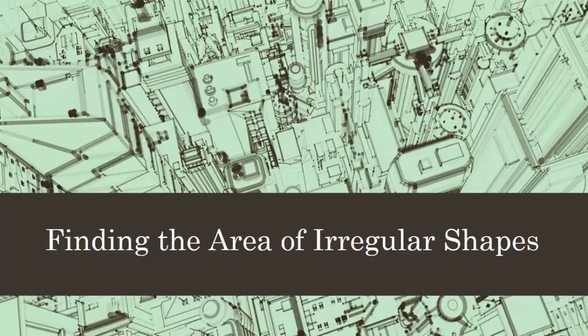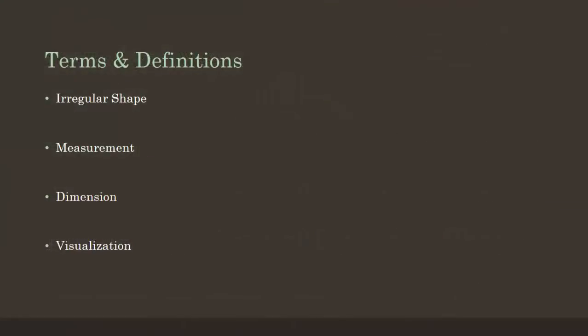Okay, so this video is going to be about finding the area and the perimeter of irregular shapes. Some vocabulary that we want to look out for is what an irregular shape is, measurement, dimension, and visualization.